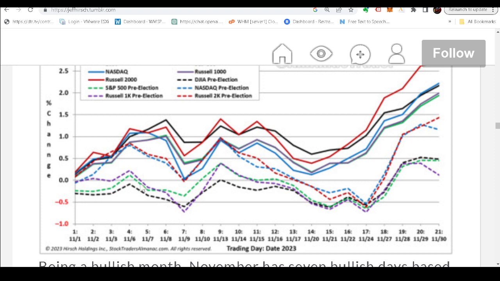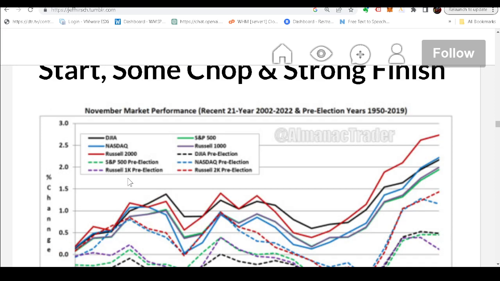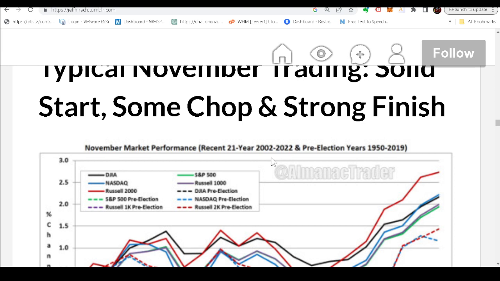Now, the dotted lines here represent, this is over time, again, market performance, the recent 2021 year, 2002 to 2022, and then the pre-election years from 1950 to 2019, because they, of course, only happen every 4 years.